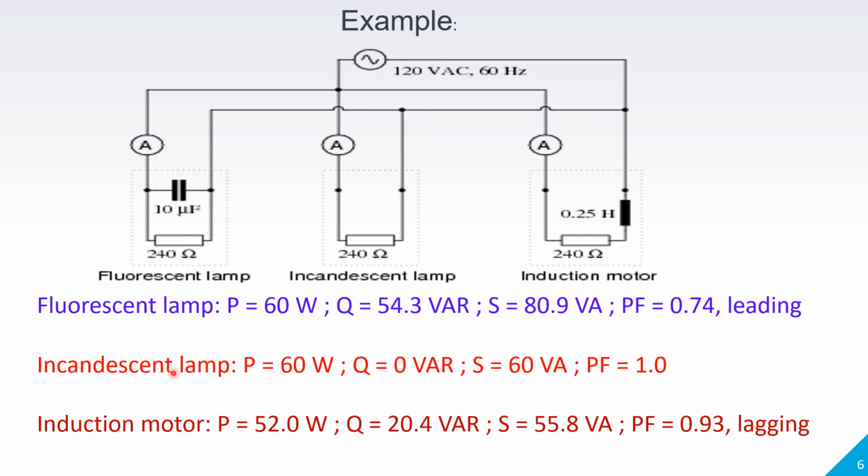And the incandescent lamp is again 60 watt but reactive power is 0 because in a resistive component there is no reactive component, only the horizontal component is present and power factor is unity for the resistive load. And for the induction motor it is inductive, that is lagging reactive power, and it is taking 0.93 lagging power factor. This lagging power factor also denotes that to deliver the same output power it will take more current.